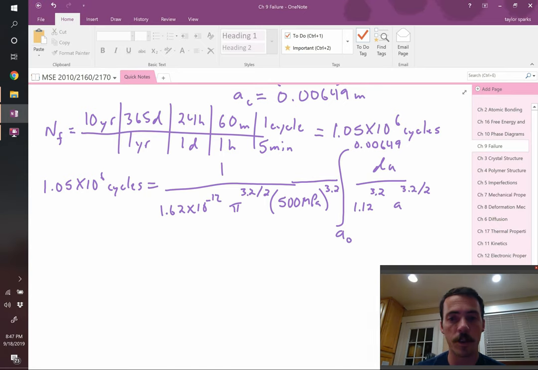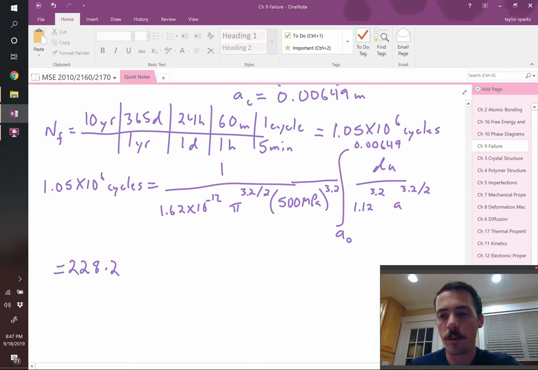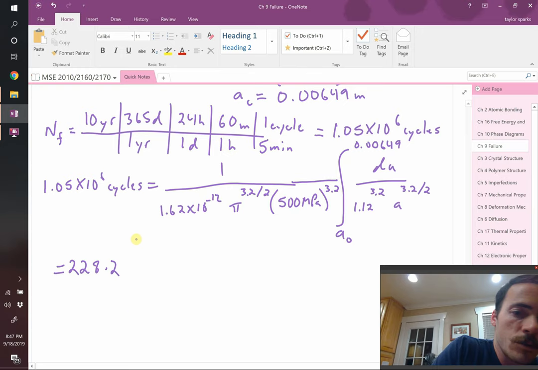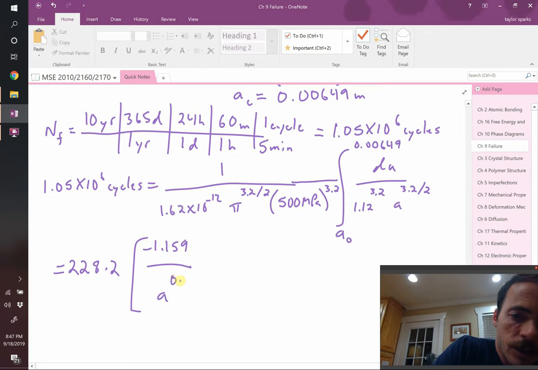Let's go ahead and collapse everything out in front into one number just to make it easier. Okay, so this is all going to be equal to 228.2. And then the integral, if you can't remember how to take these integrals, you're going to want to look it up again. This is a to the 1.6. So when we take the integral, it's going to go from 1.6, we're going to minus 1, it's going to be to the 0.6. So the integral is going to be negative 1.159 divided by a to the 0.6.